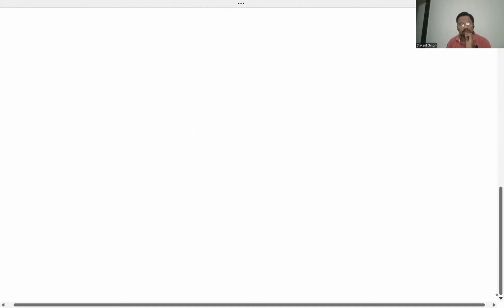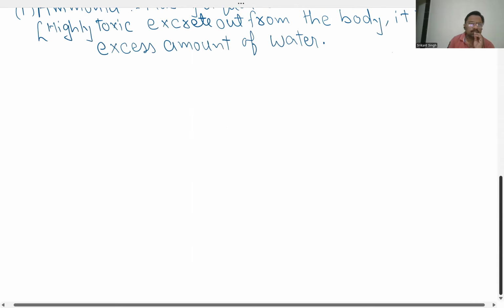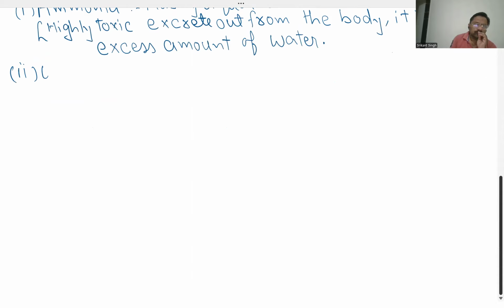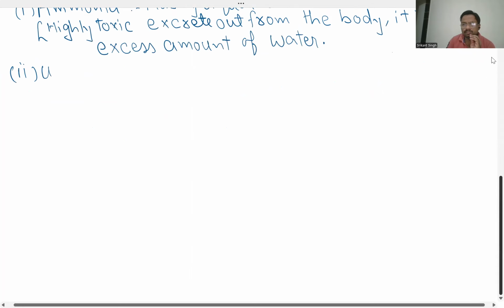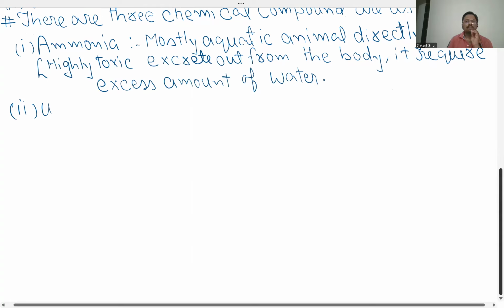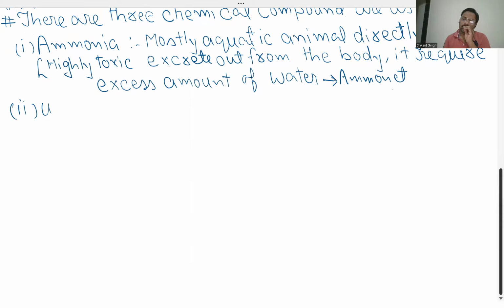Now, second is uric acid. The organisms which excrete ammonia are called ammonotelic. The organism which excretes ammonia is called ammonotelic.